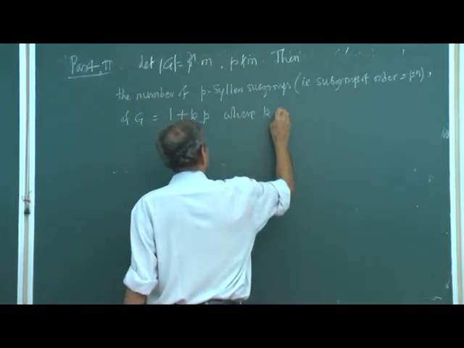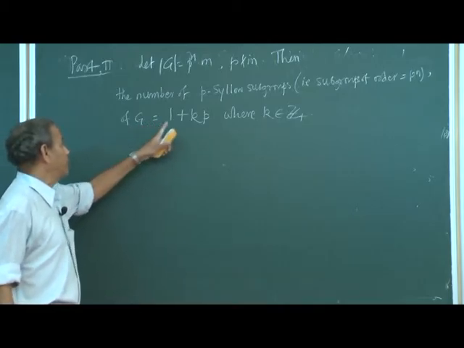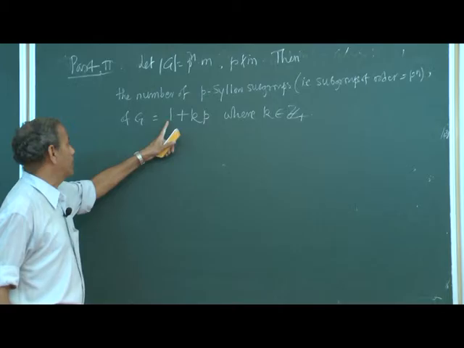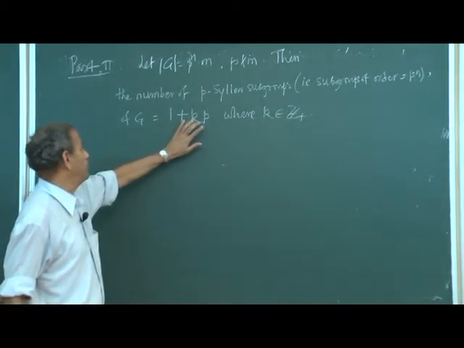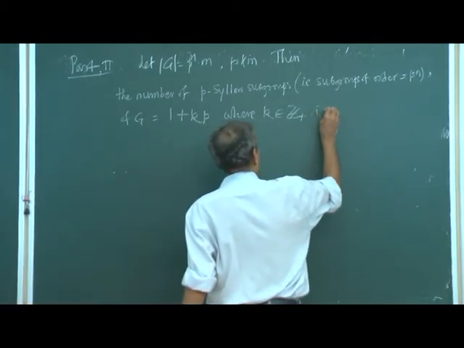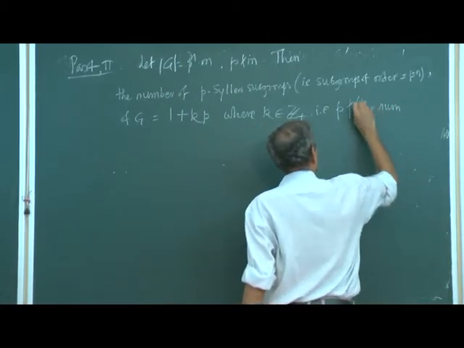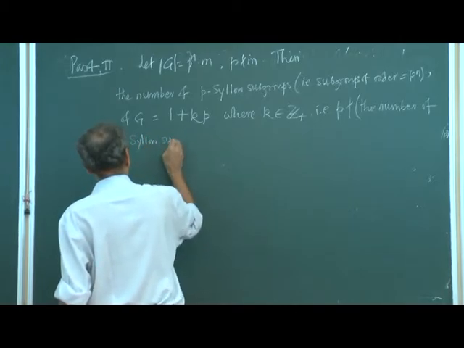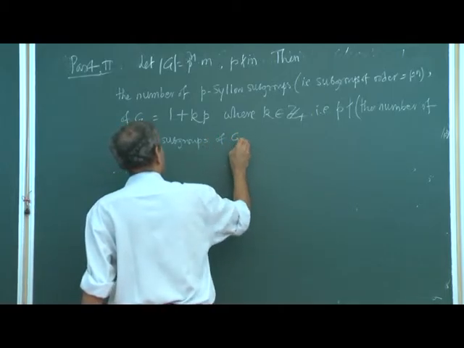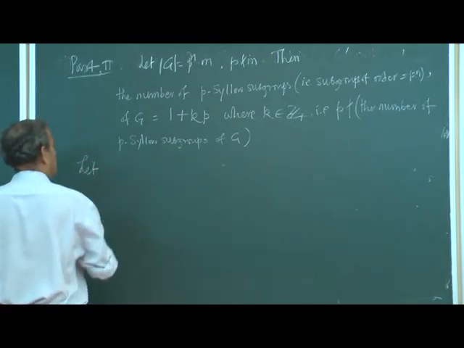Then the number of Sylow p-subgroups of G is equal to 1 plus kp, where k is some non-negative integer. That means, for example, if p is 2, then G will contain 1, 3, 5, 7 Sylow p-subgroups. So, the number of Sylow p-subgroups when p is 2 is odd. That is, p does not divide the number of Sylow p-subgroups. This is very important. We will have a lot of applications of this result.